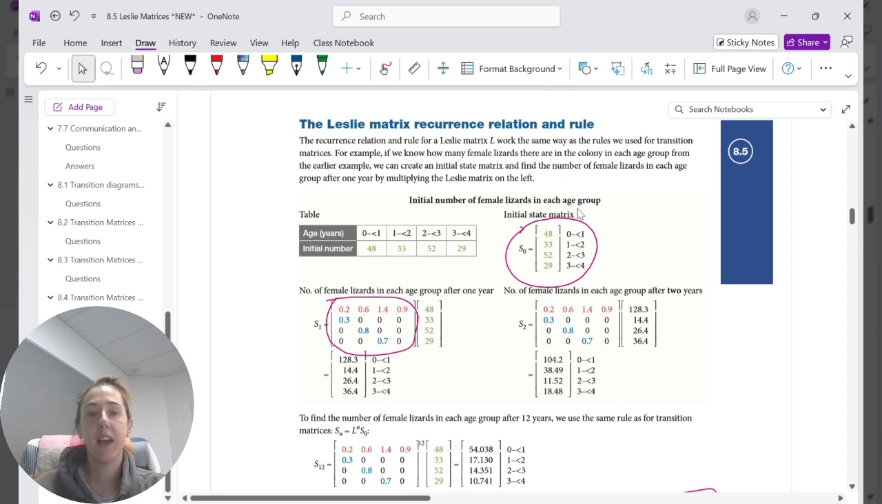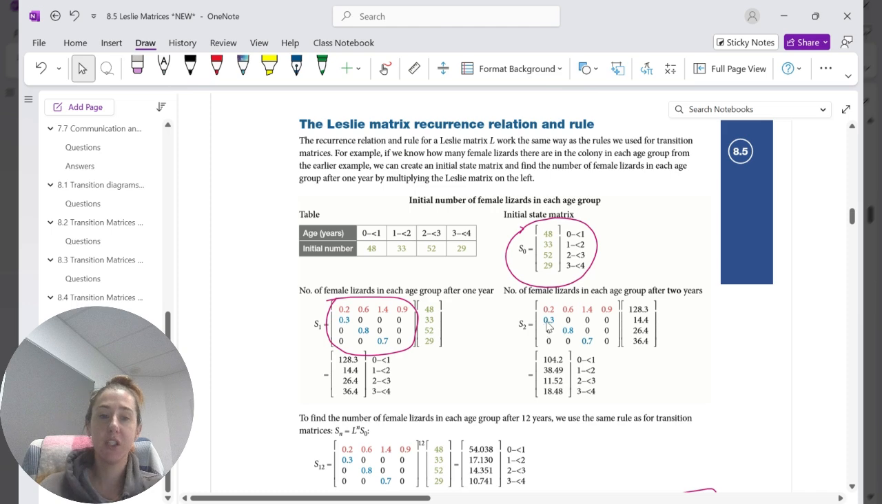So we've got our initial state here for each age group. So that's our S0. So starting our initial state. So the number of female lizards in each age group after 1 year. So we're going to S of 1. So after 1 year, we take our Leslie matrix in this sense, and we're going to multiply it by our initial state. Gives us this.